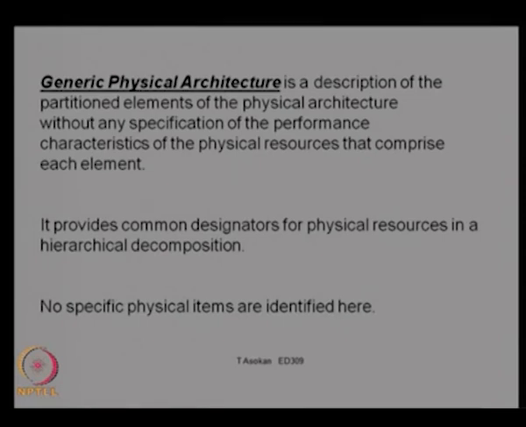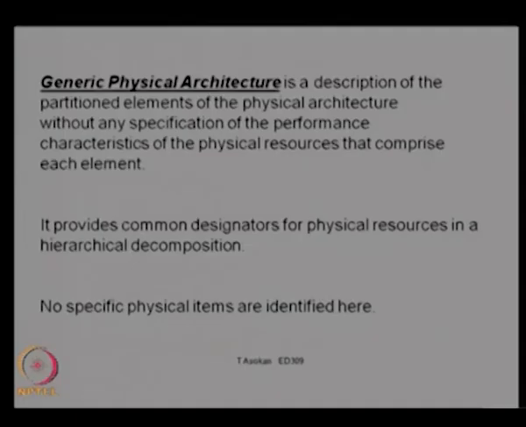From the functional architecture, we identify the elements, partition them, and write them down in a hierarchical way, similar to the functional hierarchy. Using the functional hierarchy, we will develop a physical hierarchy of the elements, but in this case we will not give any performance characteristics of the physical resources. So, it will be more like very generic names. No performance specifications will be mentioned in the architecture. That is the generic physical architecture.